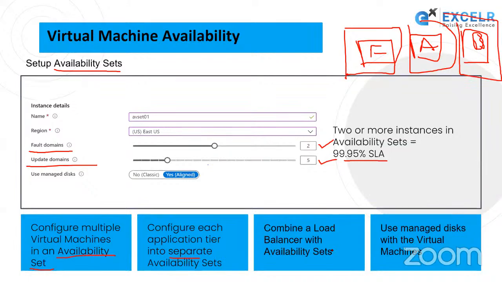Combine a load balancer with the availability set to get more resiliency in terms of sending the traffic and having high availability. Always try to use a managed disk with your virtual machine whenever you are using the availability set. You have to configure that and mention that.